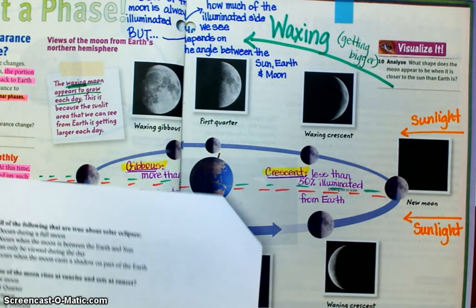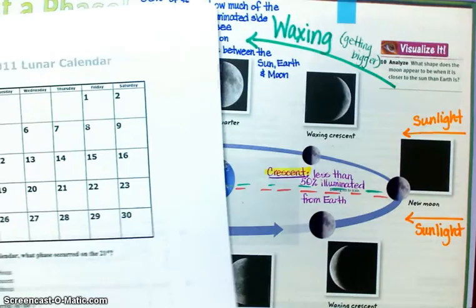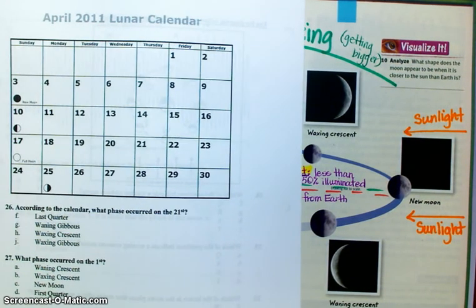Number 23, that's tides. 24 is tides. 25 is tides. Let's see if there's anything else about... okay. Number 26. According to the calendar, what phase occurred on the 21st?